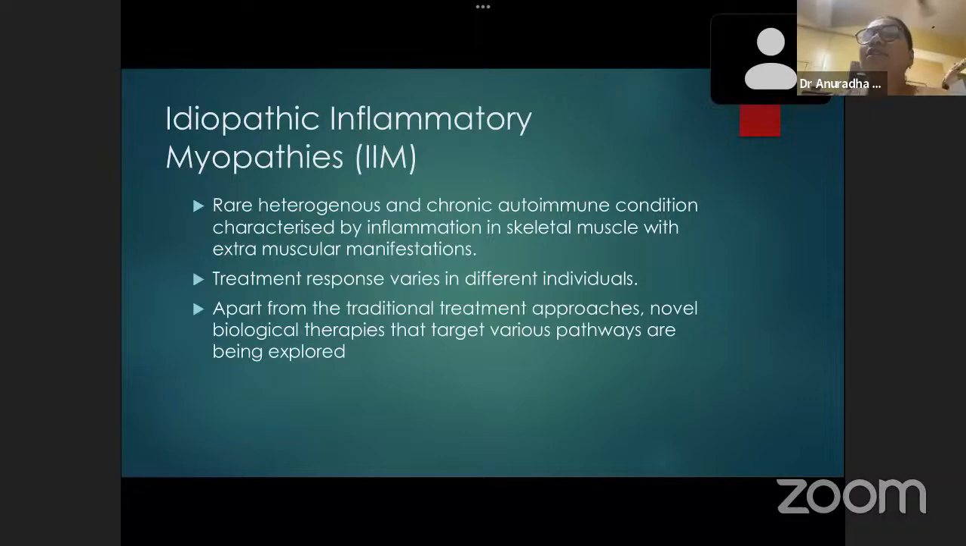These are rare, heterogeneous, and chronic autoimmune conditions characterized by inflammation in skeletal muscle with extramuscular manifestations. The treatment response varies in different individuals. Apart from the traditional treatment approaches, novel biological therapies that target various pathways are being explored.